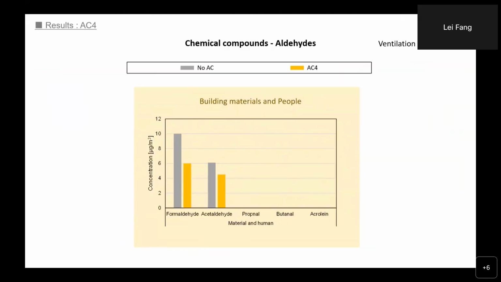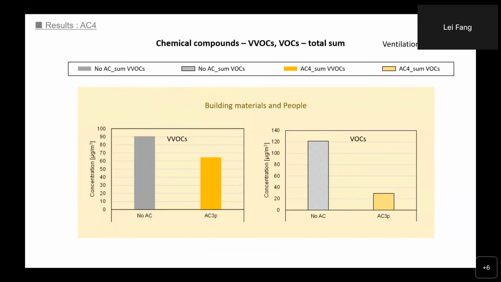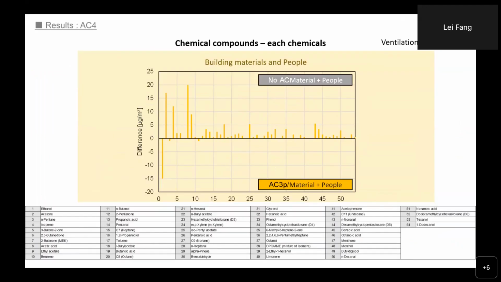Chemical results: actually this shows for the aldehyde, this air cleaner removes some aldehyde, and also removes VOCs and VVOCs. And the chromatogram comparison shows this air cleaner removes most of the chemicals, except this one, the first one, this is ethanol. And this is most probably because in that period many people were using ethanol to clean their hands. Probably suddenly someone used ethanol and that got into the room.